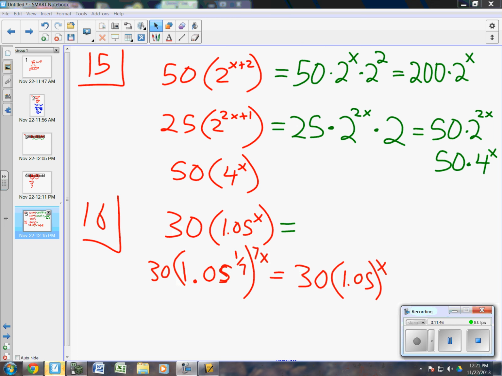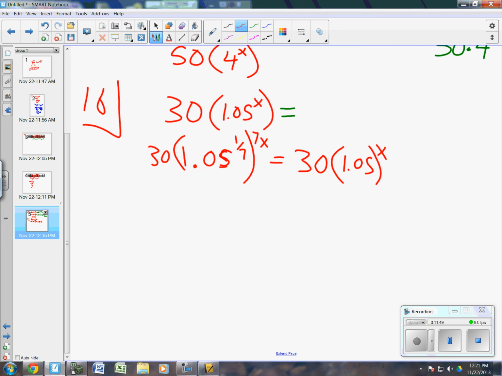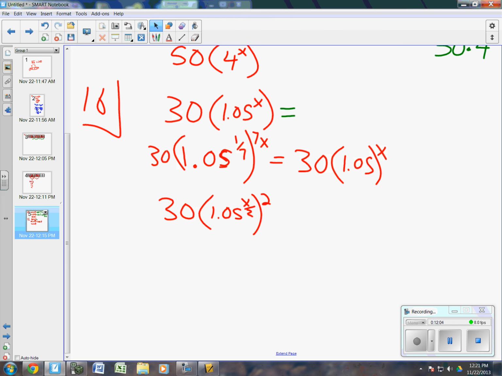Okay, let's go to the next one. 1.05 to the x over 2 squared. Okay, what do you think on that one? Yeah, x over 2 times 2, and they cancel out, right? 2 divided by 2 is 1. So I'm going to get 30 times 1.05 to the x power. So all three of those are the same, right?